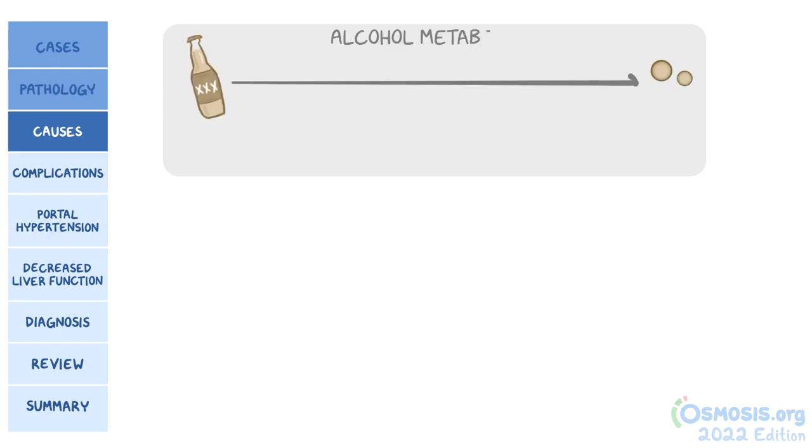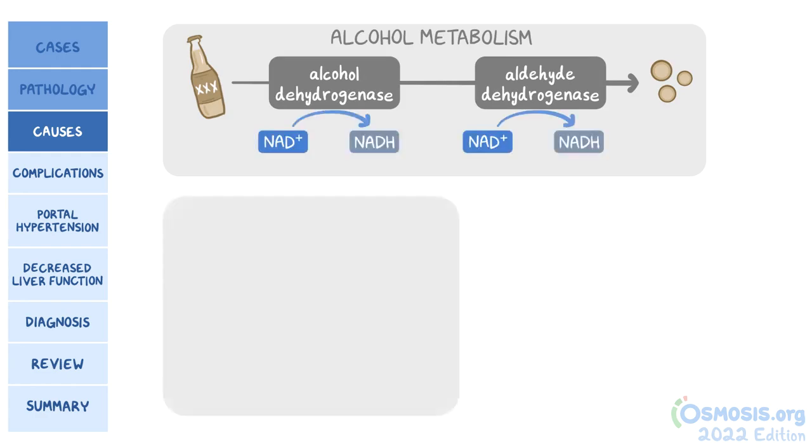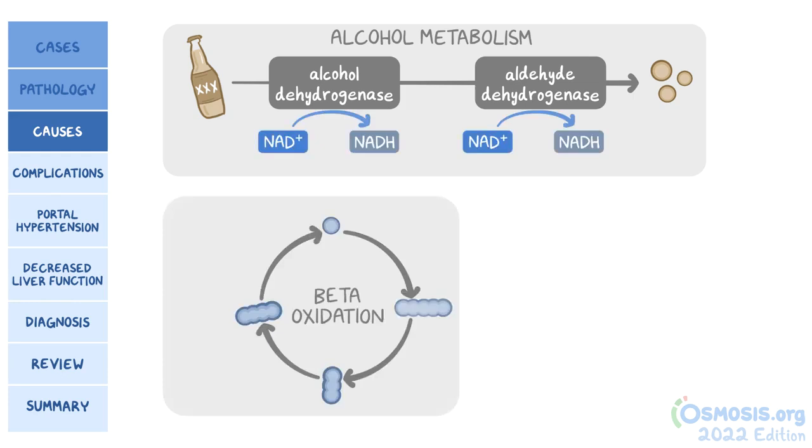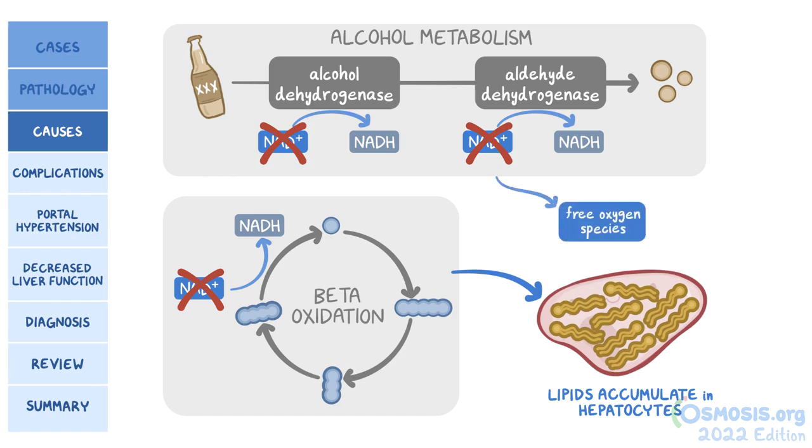Now, alcohol metabolism needs alcohol dehydrogenase and aldehyde dehydrogenase, which use up NAD+. Beta oxidation in lipid metabolism also needs this coenzyme, so when they're used up, lipids accumulate inside hepatocytes. Next, free oxygen species are also created during alcohol metabolism, and this could also damage hepatocytes.